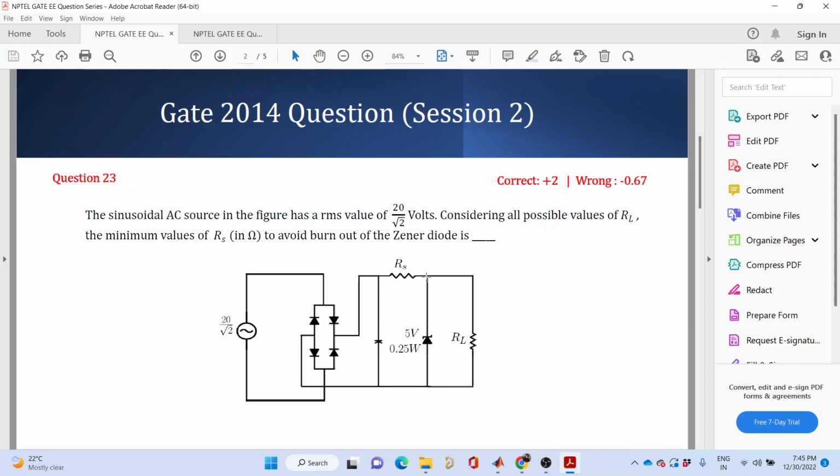So what is it? Can you tell me when the current through this would be maximum? When will the current through the Zener diode be maximum? Just tell me this condition. If you can identify this condition, this sum would be over in no minutes.